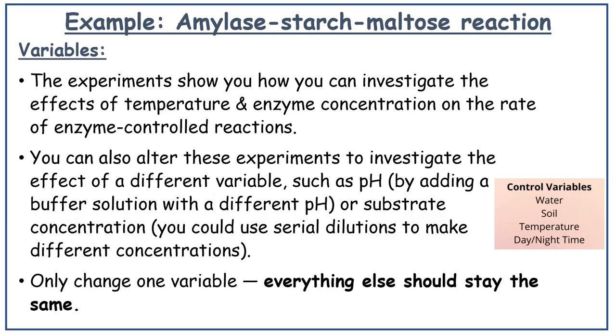So for the amylase starch maltose reaction, the experiment shows you how you can investigate the effect of temperature and enzyme concentration on the rate of enzyme-controlled reactions. And you can also alter these experiments to investigate the effects of different variables such as pH by adding a buffer solution with a different pH, or substrate concentration, and you could use serial dilutions to make different concentrations. But you need to make sure that you're only changing one variable, one independent variable. Everything else should stay the same.